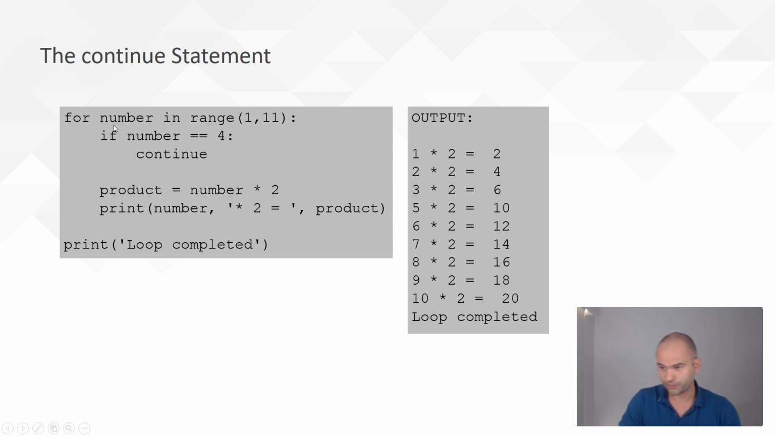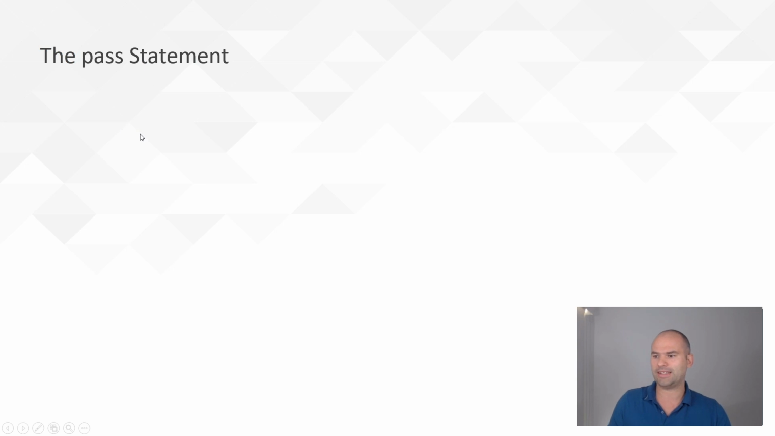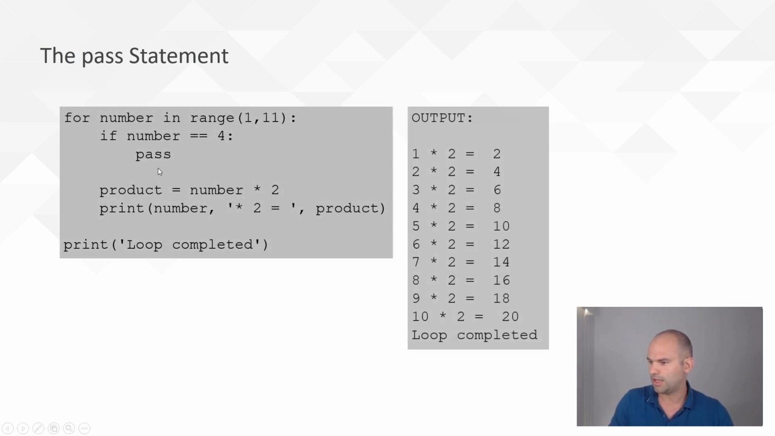And finally, we have the pass statement, which is really special, because it's as if this whole if statement wasn't here. Even though the number was once 4, the output is the same as if that pass statement wasn't there. So it's essentially, as I say, a placeholder. This allows you to write an if statement with nothing in it, a loop with nothing in it, a function with nothing in it, essentially any type of code block.